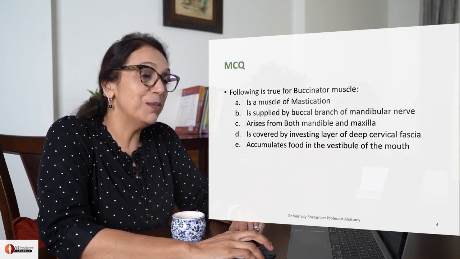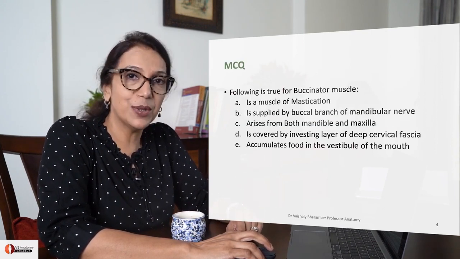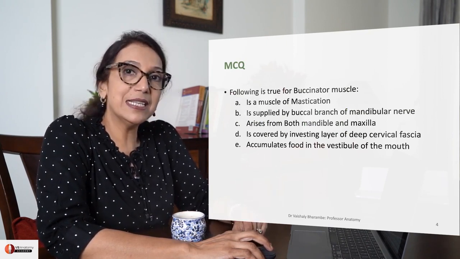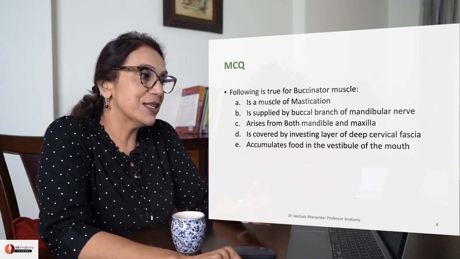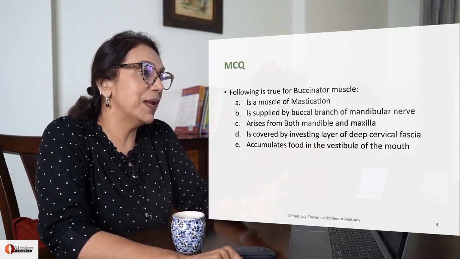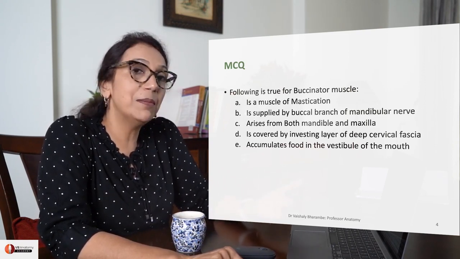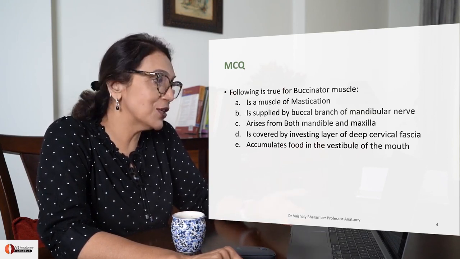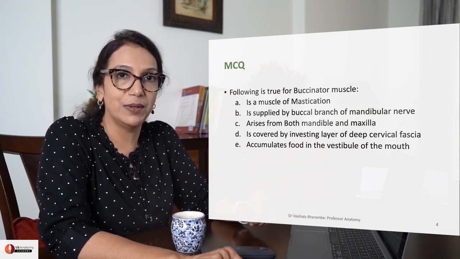Okay? So before we start, as usual, I'm going to show you an MCQ. See if you can solve it. Okay? So following is true for buccinator muscle. Remember buccinator muscle of your cheek. Okay? It's a muscle of mastication. It is supplied by buccal branch of mandibular. It arises from both mandible and maxilla. It's covered by investing layer of deep cervical fascia and accumulates food in the vestibule of the mouth.